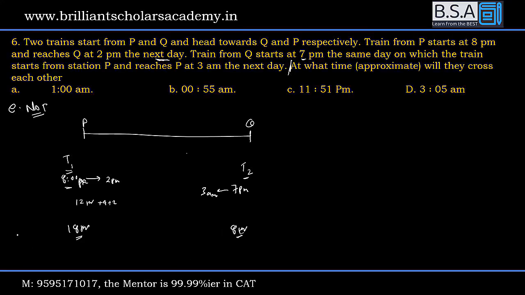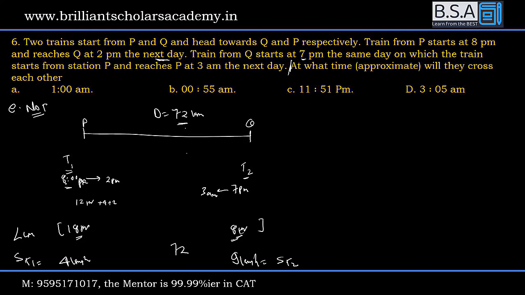So you again immediately calculate the LCM. What is the LCM of these numbers? 72. I'm visualizing the distance as 72 kilometers between the 2 points. What is the speed of this train? 4 kmph. What is the speed of this train? According to the assumption, distance upon time, 72 upon 8, 9 kmph is the speed of this train.